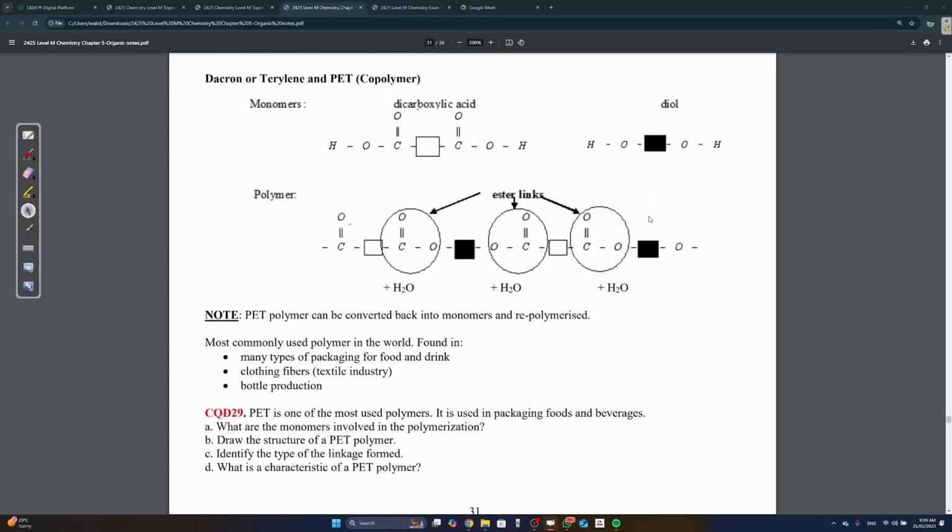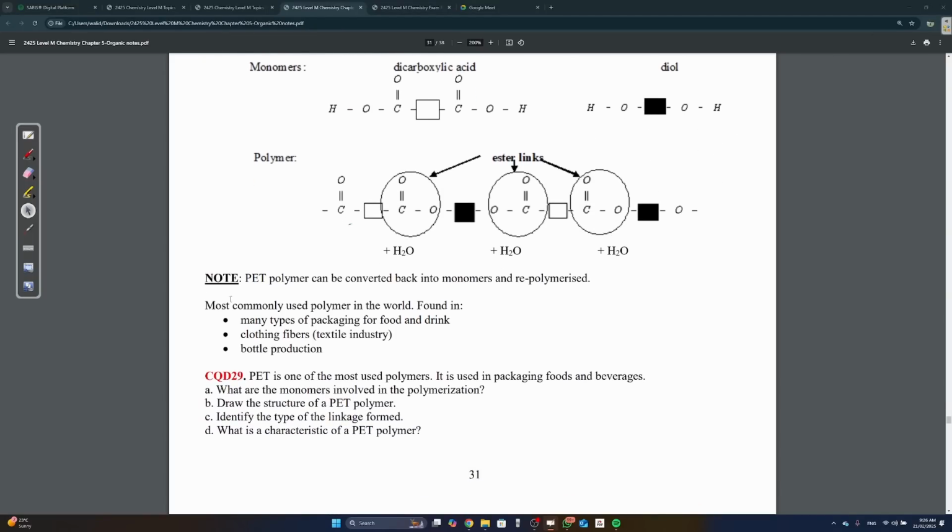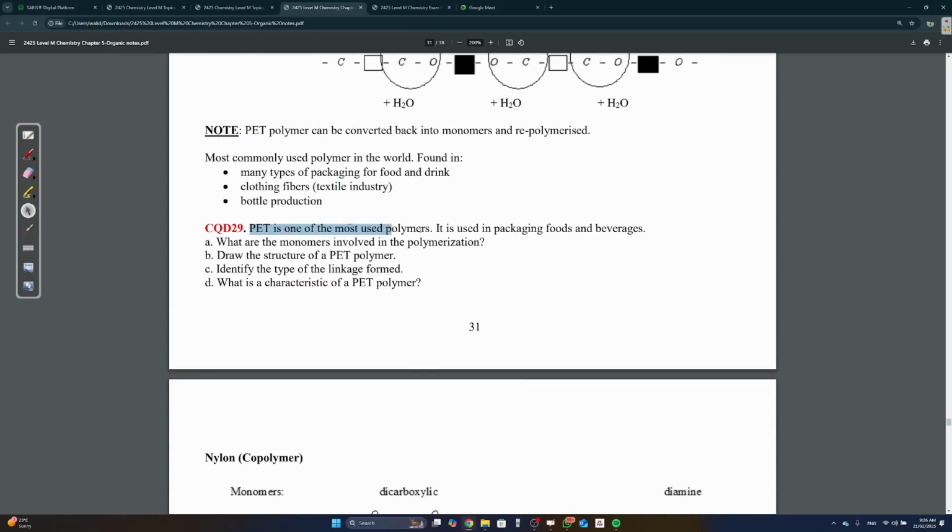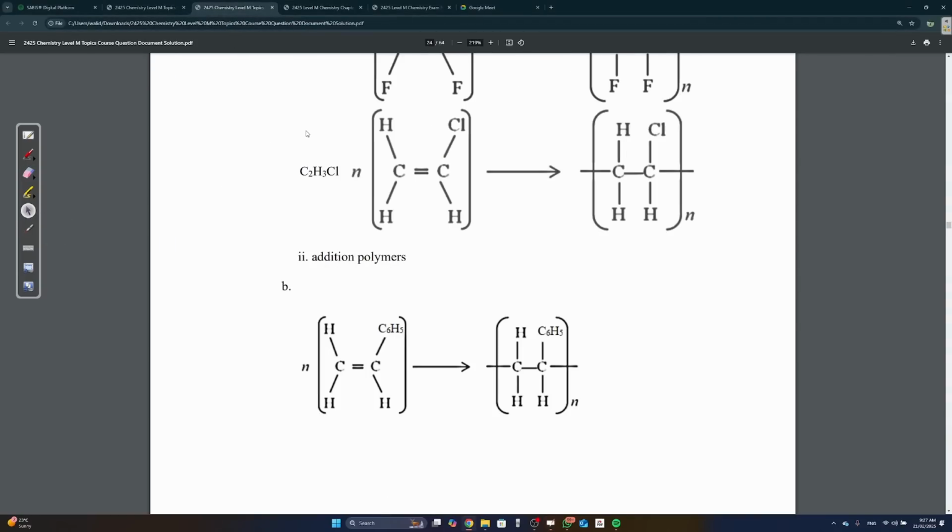Not that hard. Polyesters, PET, can be converted back into monomers and repolymerized. In case they ask, it's the most commonly used polymer in the world, found in many types of packaging for food and drink, clothing, fibers, and bottle production. Polyesters is one of the most used polymers. What are the monomers involved in the polymerization? What is involved in polyesters? We said the dicarboxylic acid and the diol.